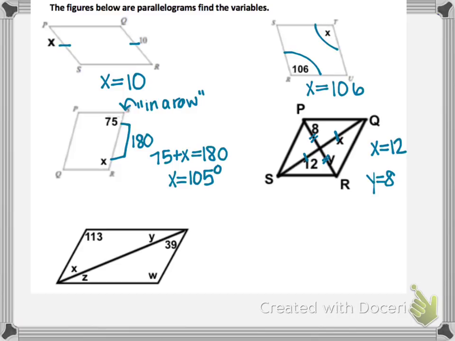All right, so if we go ahead and look at W first, its opposite angle in the quadrilateral is going to be that 113. So that means W is going to be 113 because opposite angles are congruent.